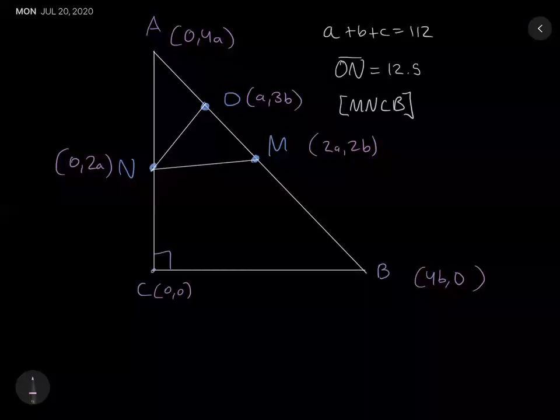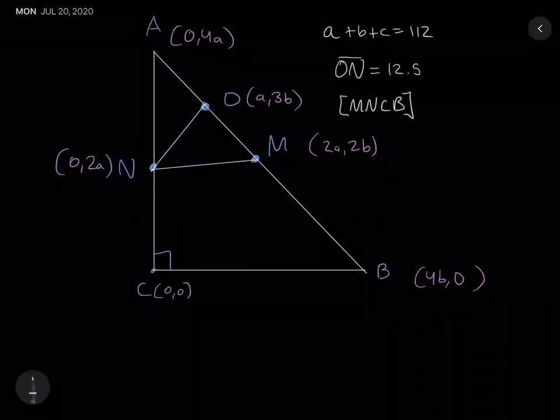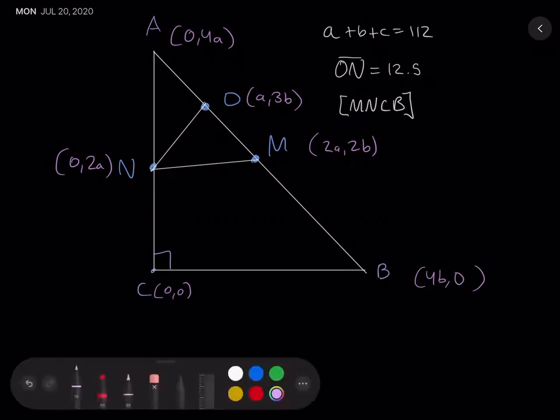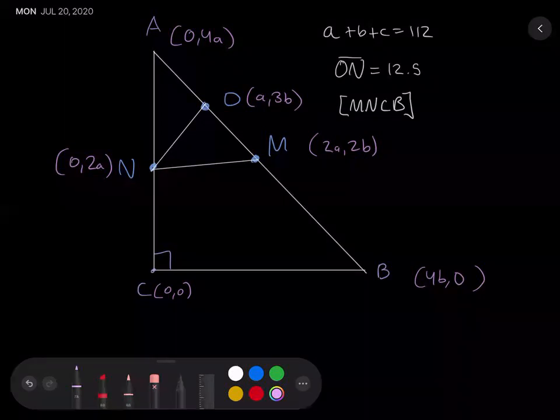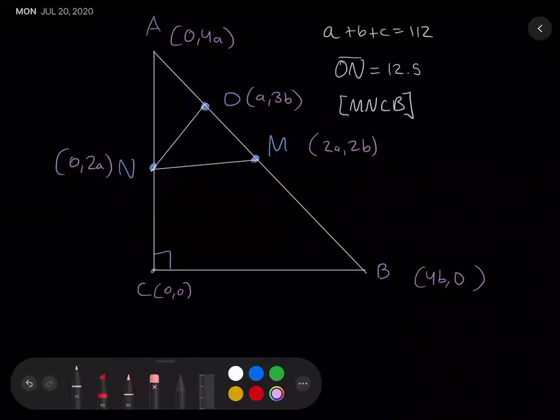And we're there. So now what? Well, what information have we not used from the problem? We still haven't used the fact that A plus B plus C is 112, or ON is equal to 12.5. Let's use ON equals 12.5 because we do have a line to describe that. We're saying that the distance between point O, (0, 2a) and the distance between point N, (a, 3b) is 12.5.